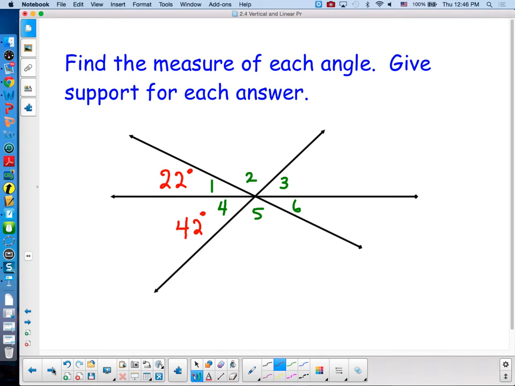Look for your vertical angles in here. Trace the sides of angle 1 and continue them and figure out what angle on the other side it makes. Those are vertical.